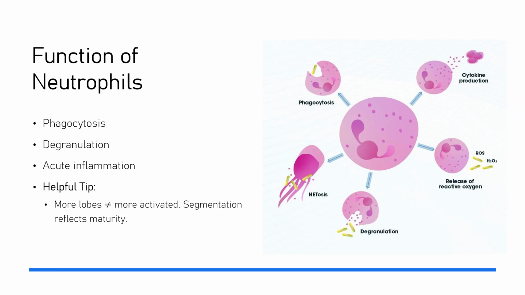Now, here's a helpful tip for smear interpretation. When looking at neutrophils, the number of nuclear lobes does not tell you how activated the cell is. It primarily reflects maturity. Students sometimes assume that more lobes means a more aggressive neutrophil, but in reality, segmentation mostly reflects how long the cell has been maturing. So remember, segmentation equals maturity, not activity.